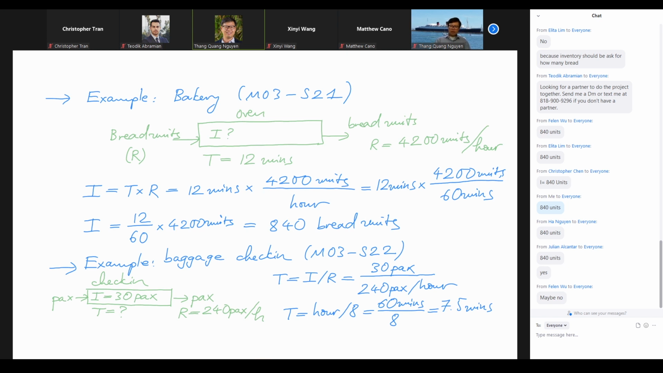So we are done with this example. And I would like to show you the alternate example of Little's Law. So let me try to share with you the next example.